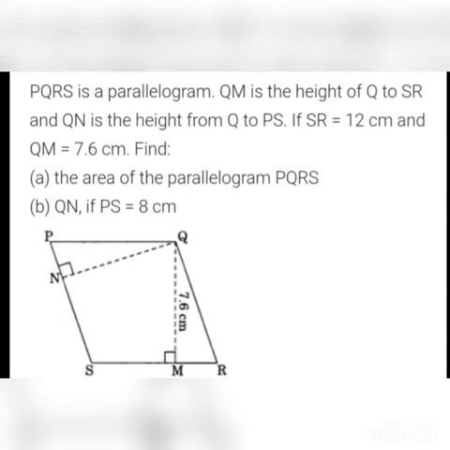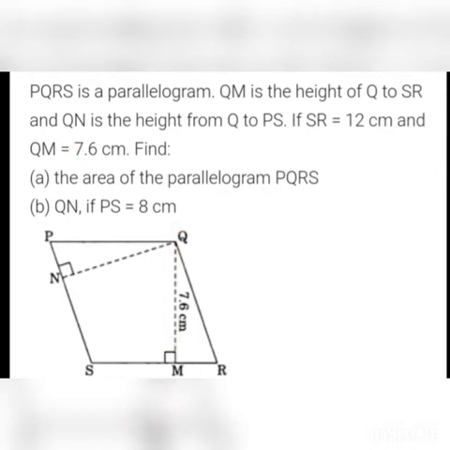So, first we can see what all things are given in the question. PQRS is a parallelogram. Then, QM is the height of Q to SR. So, this is altitude QM, to the base SR. Also, QN is the height, but at that time, the base is PS. Now, which lengths are given? SR is given. SR is equal to 12 cm. And the length of QM is 7.6 cm.